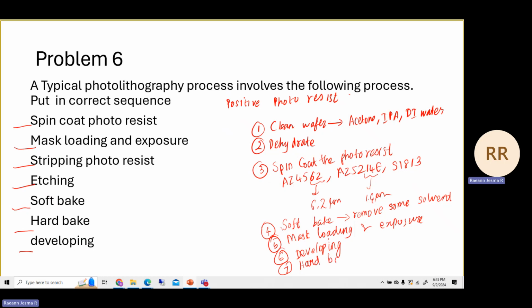In the hard baking step, we'll bake for a longer time so that we will remove all the solvent that is present, and the photoresist will become very hard. Then we will follow this by the etching process. So here the process that is mentioned is etching.